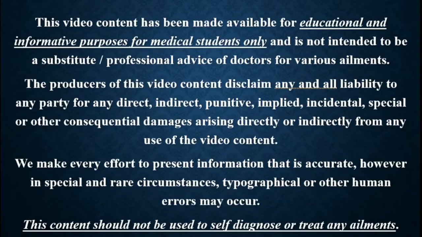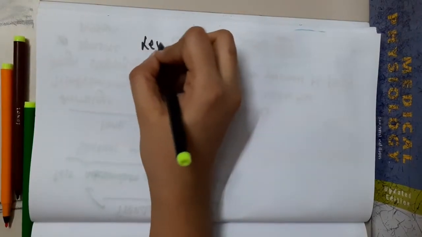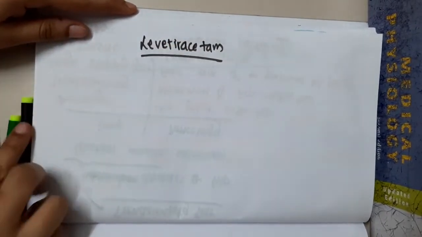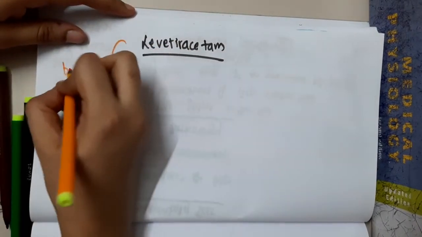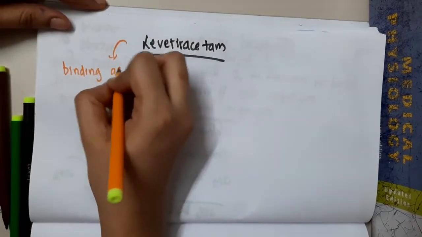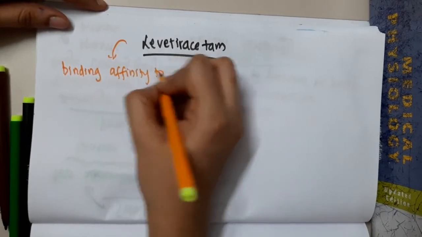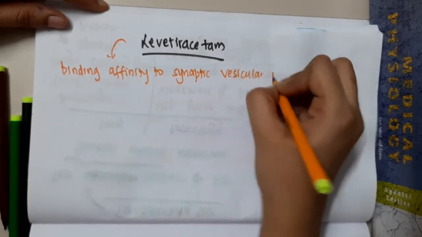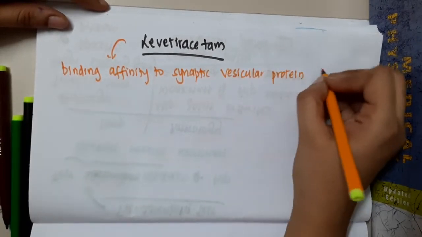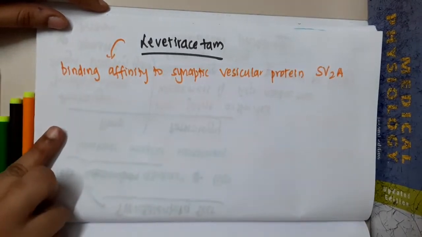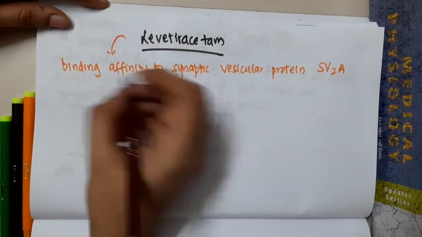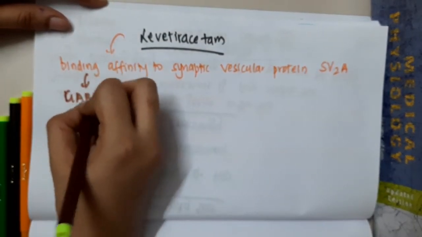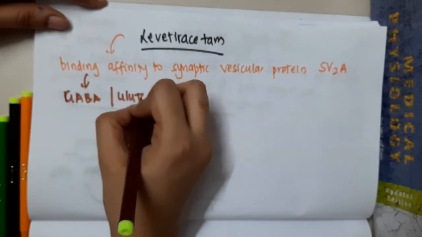In this lecture, we will learn about some important points about levetiracetam. Levetiracetam has binding affinity to synaptic vesicular protein SV2A. The exact mechanism of binding is not known, but it may be by GABA or glutamate release.